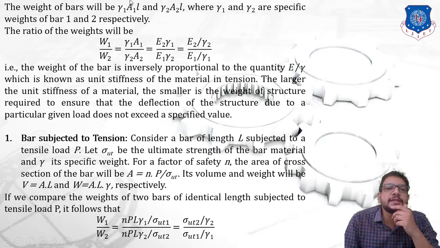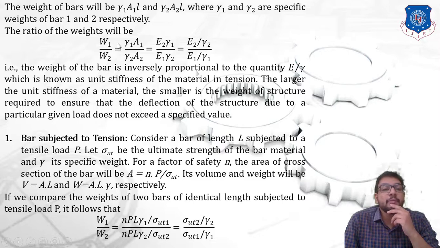So A into L is a volume, right? Area into length is volume. So gamma 1 A1 L is the total weight of bar 1 and gamma 2 A2 L is the weight of bar 2. Now we need to find the weight ratio. So the ratio of weight will be given by W1 by W2. So the equation will become gamma 1 A1 upon gamma 2 A2.